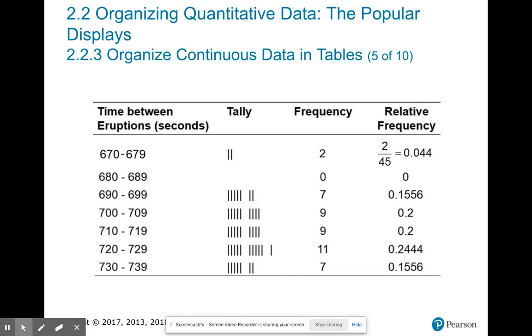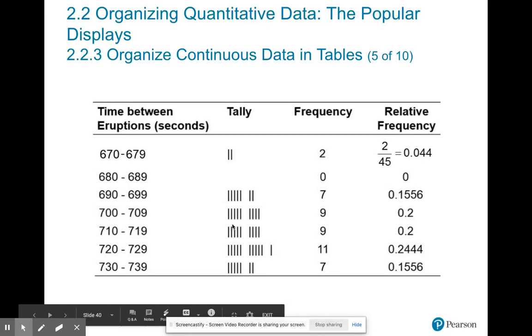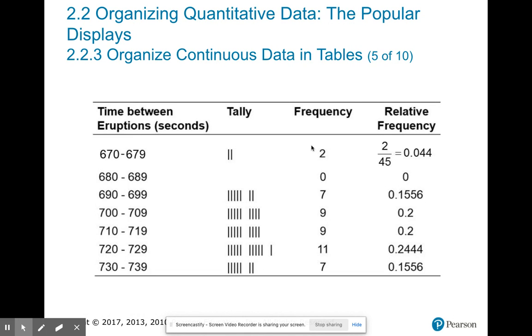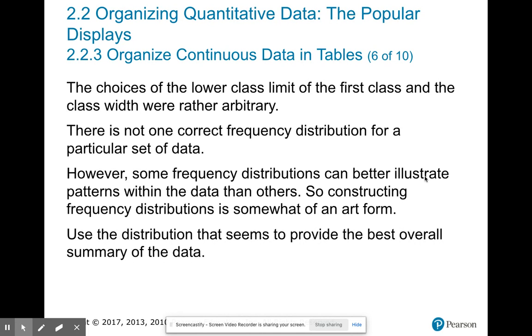And here's what it would look like. We would set up our classes over here. Then we'd go through and count how many of the different responses were in that particular class. Write our frequency and calculate our relative frequency. Now, how do you know what to choose? Well, it's kind of up to you.